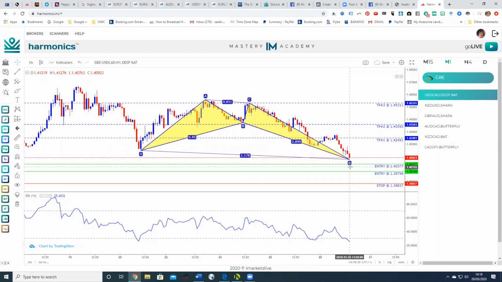Take profit 1, 1.42491, and take profit 3 to 1.43583.